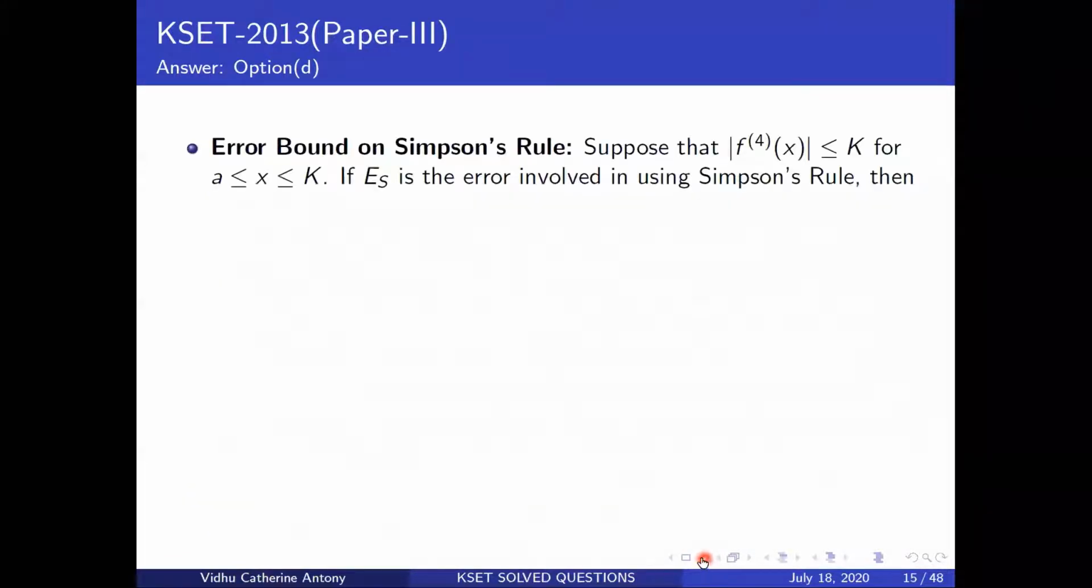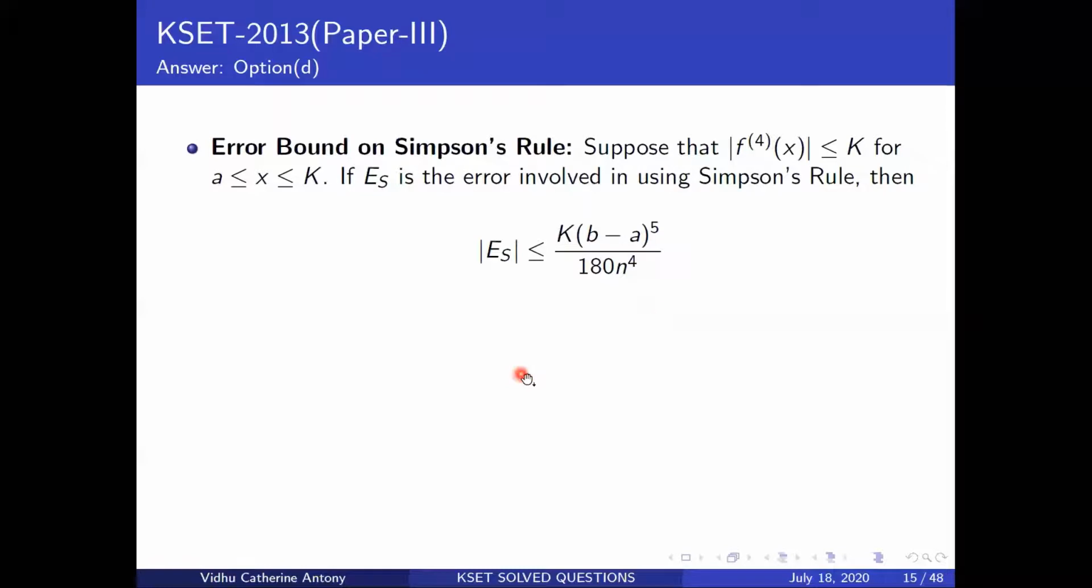Okay, so this is the error bounds formula for the Simpson's rule. In this case, you have to calculate the fourth derivative of the function, and the value of k will be given to you. Then you will be able to calculate the error bound for your Simpson's. So this is how your error bound is given to you: ES is less than or equal to k times (b minus a) whole power 5 divided by 180 n power 4.